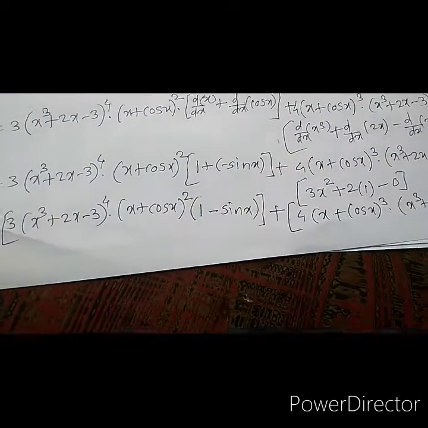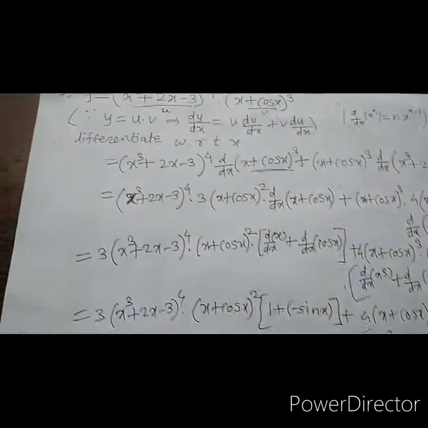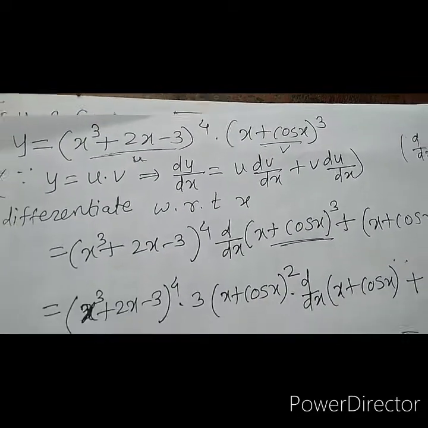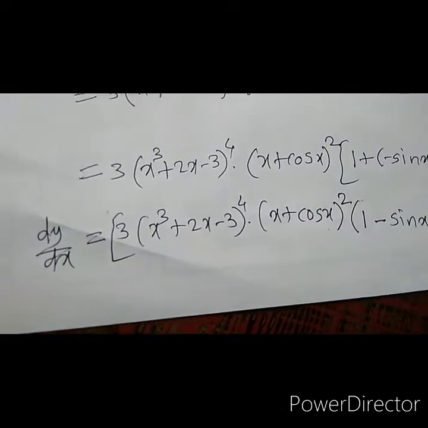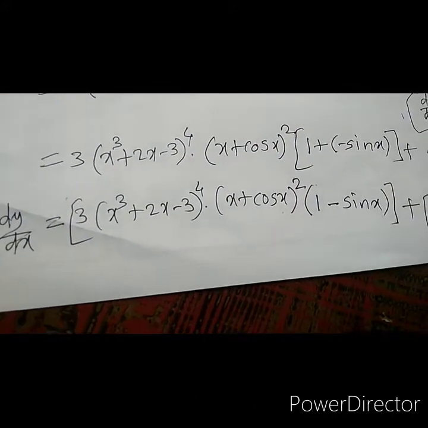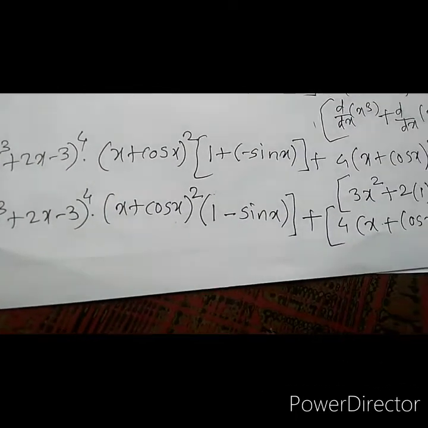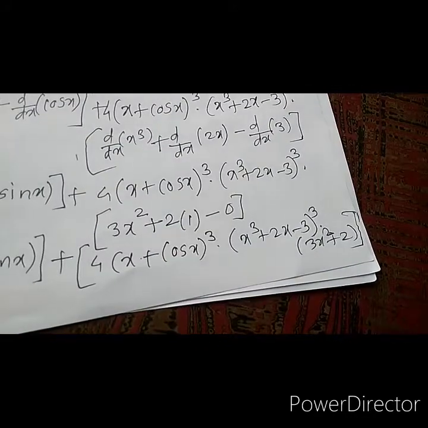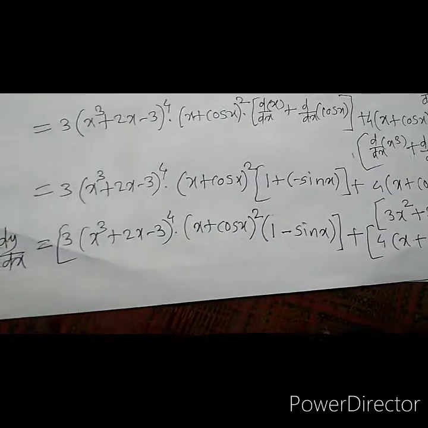And this is the derivative of the given function y = (x³ + 2x − 3)⁴ (x + cos x)³. I repeat, its derivative dy by dx is equal to 3(x³ + 2x − 3)⁴(x + cos x)²(1 − sin x) + 4(x + cos x)³(x³ + 2x − 3)³(3x² + 2).